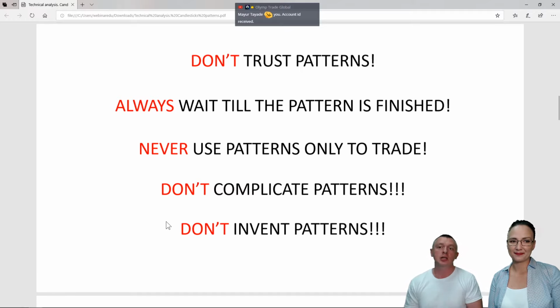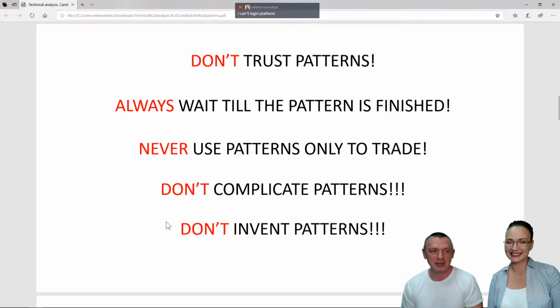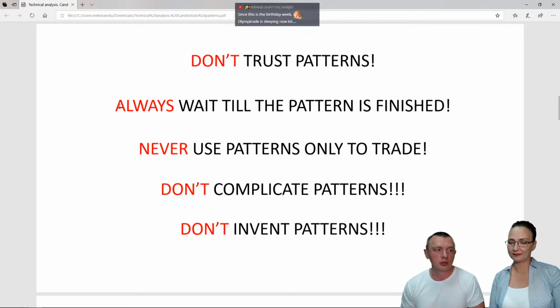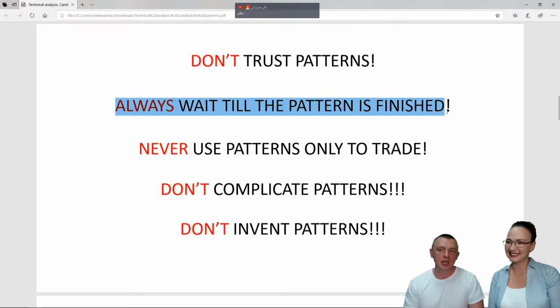The first one is don't trust patterns completely, because patterns don't really mean that the price will go to this or that side. Always wait till the pattern is finished. This is a really important rule, because some traders try to trade even if they see that the pattern is not over yet, and it can actually lead to mistakes and losses. So my friends, don't rush. There is no need to rush.